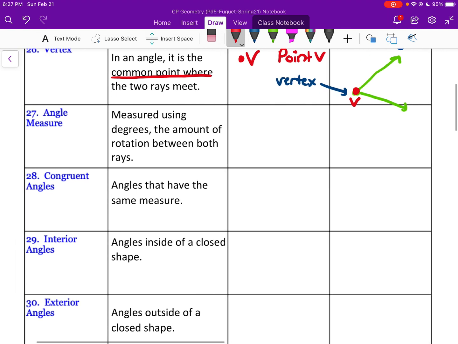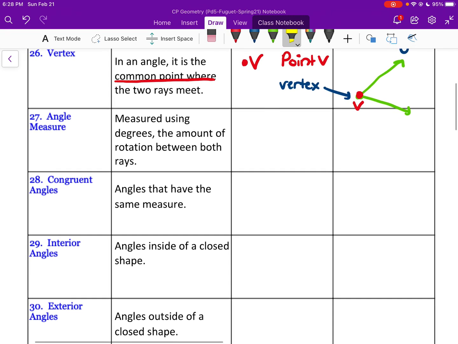So then we're talking about angle measures. Think about what it means to measure something. You're measuring maybe the length of your table or the height of your car, something like that. So when we talk about angle measure, it's actually the amount of rotation between both of the rays.